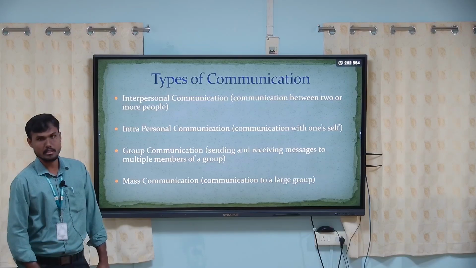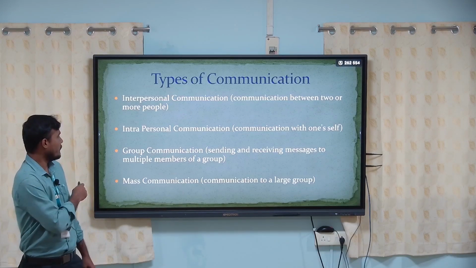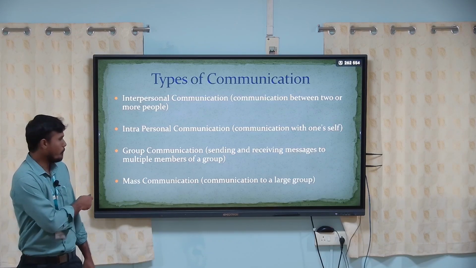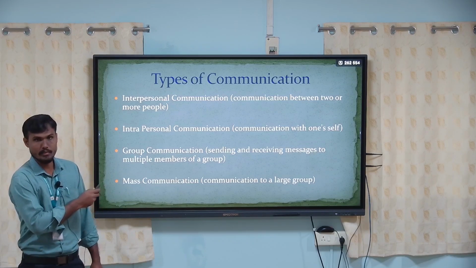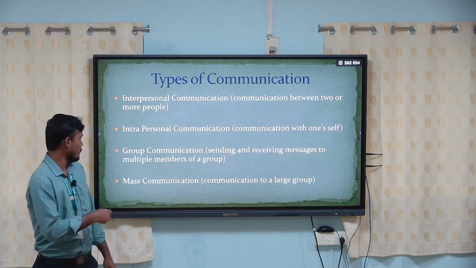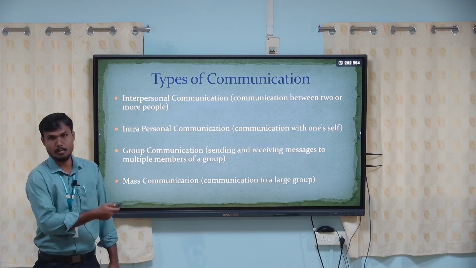Interpersonal communication means communication between 2 or more people. Intrapersonal communication means communication with oneself. Group communication is sending and receiving messages to a group of persons. The fourth one is mass communication, which is communication to a large number of people.